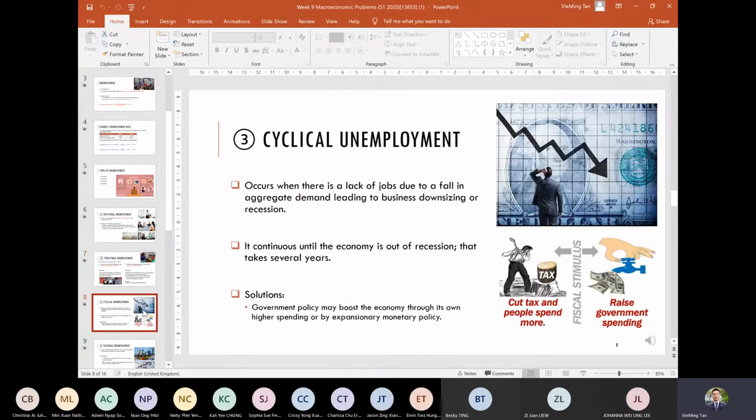Okay. So the third type of unemployment will be cyclical. Cyclical unemployment happens when the economic condition is very bad, especially during the recession time, whereby the production is reducing, and this will lead to the job opportunities also reducing. So if people lose their jobs because of the recession, because the activity of production is not very active during the recession time, this type of unemployment is considered cyclical unemployment.